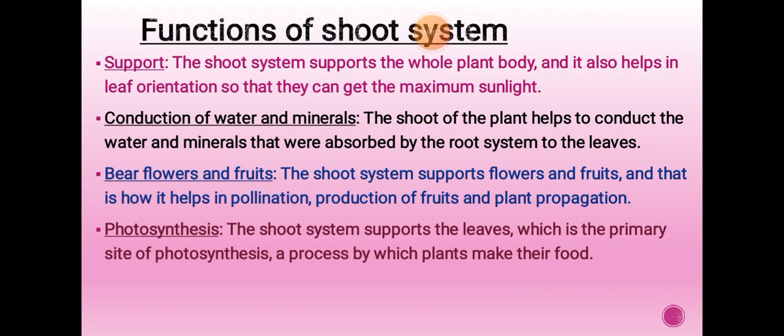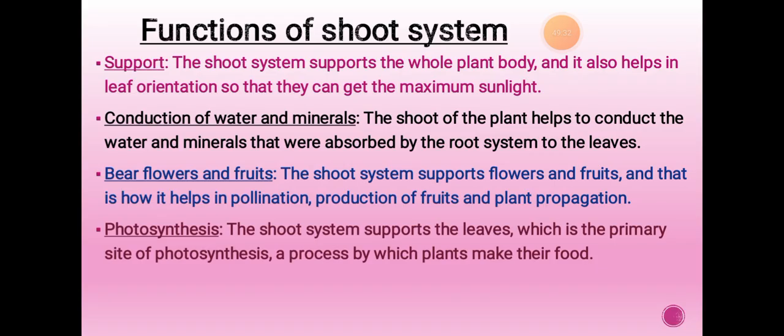Then the functions of a shoot system. First of all, the very first function of a shoot system is support. The shoot system supports the whole plant body, and it also helps in leaf orientation so that leaves can get maximum sunlight. This is the basic function of the shoot system: they help with support. They support the whole plant body and leaf orientation.